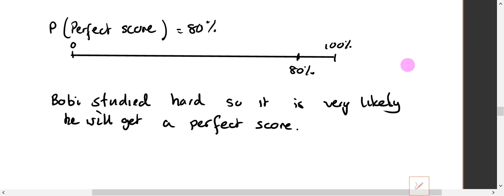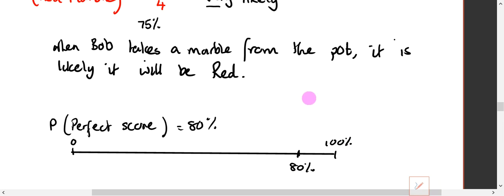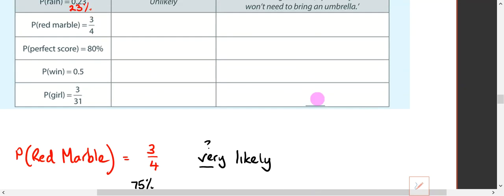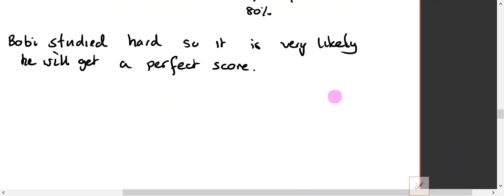I just wanted to say mine is: there is a very likely chance of you getting a perfect score. Please listen to each other. It's very likely that you will get a perfect score. Yeah, that one works. The next one, probability of win.